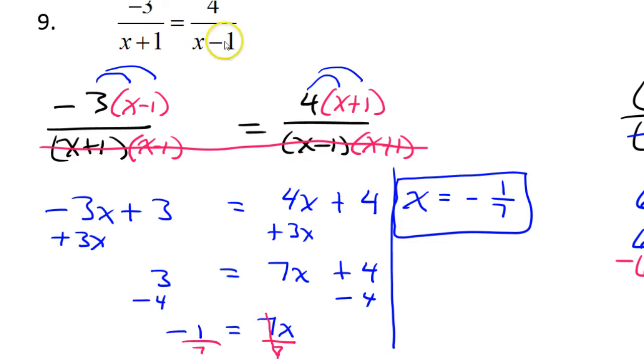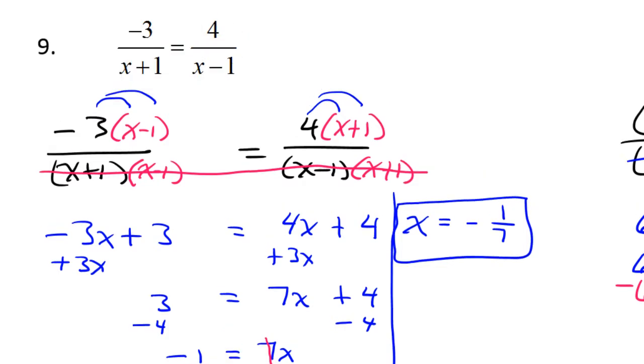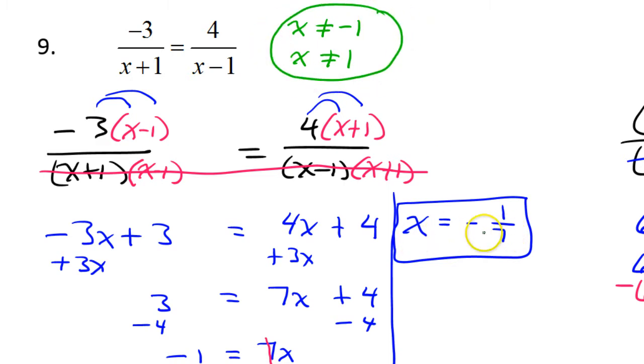I need to check one little thing before I declare victory. The excluded values. By setting these denominators equal to 0 and solving, from the x plus 1, I know that x cannot equal negative 1. From the x minus 1, I get that x cannot equal positive 1. So these are my excluded values. But negative 1/7 is not excluded, so that is my final answer.